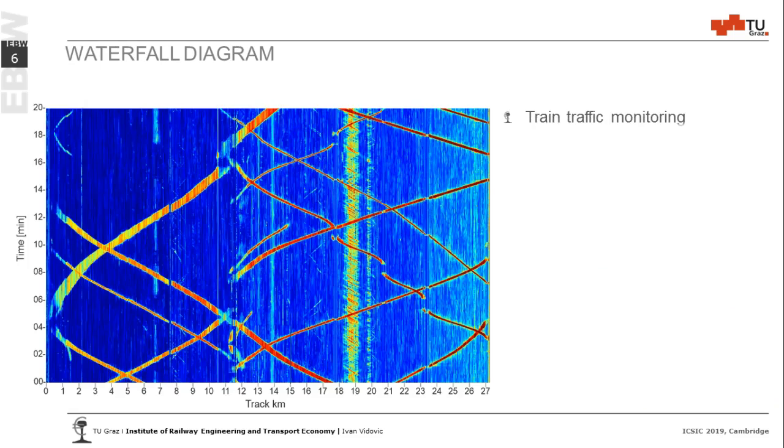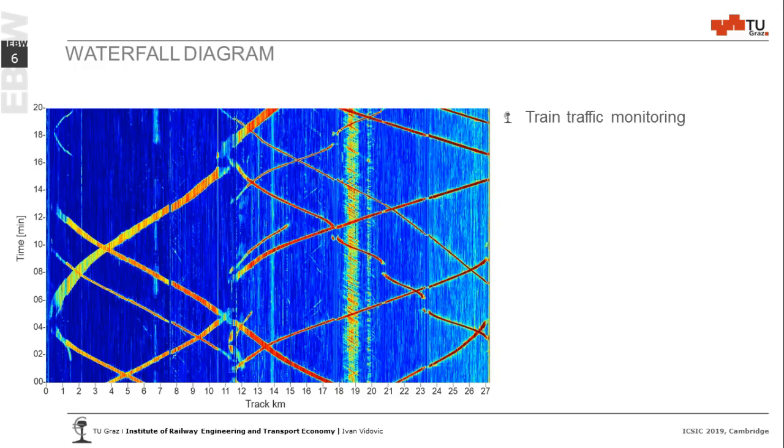So the first thing you get when you analyze the data is a waterfall diagram. I'm pretty sure some of you have seen something like this. On the x-axis, you can see a track kilometer. Actually, this is the result of interrogation unit 1, which covers more than 27 kilometers of track and 20 minutes of recording. The color represents the acoustic intensity. Blue means a very low acoustic intensity, and red a very high one.